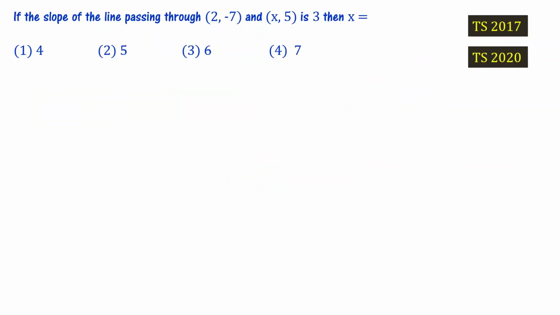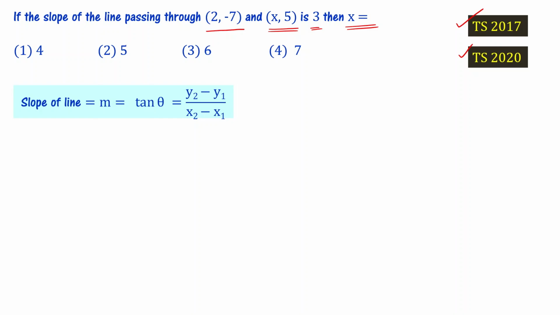If the slope of the line passing through 2 comma minus 7 and x comma 5 is 3, then what is the value of x? This was given in Telangana POLYCET 2017, and also in Telangana POLYCET 2020. We know the slope of the line passing through 2 points. That can be written as y2 minus y1 divided by x2 minus x1, right? Slope of the line m equal to y2 minus y1 divided by x2 minus x1.